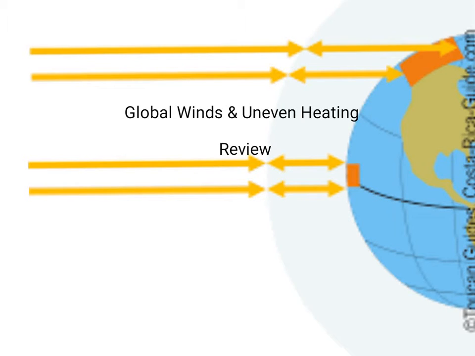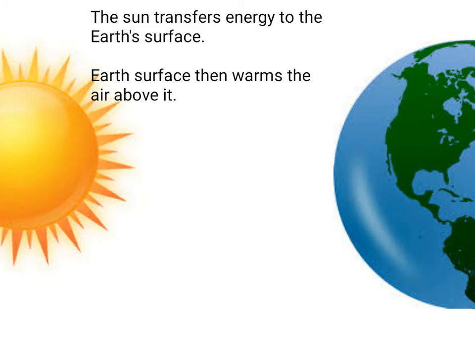Alright, so let's review and add just a couple of things to global winds and uneven heating. Now remember, the sun transfers energy first to the Earth's surface, not to the air directly. The surface then warms the air above it, which is why it rises up, because it's less dense. So it's a two-step process. The sun does not heat the atmosphere directly.